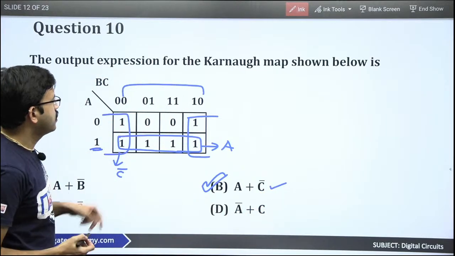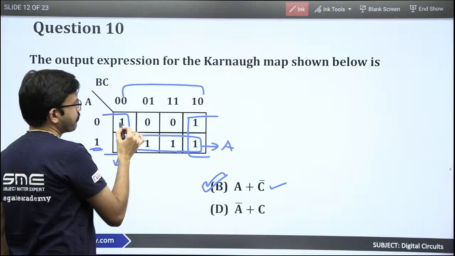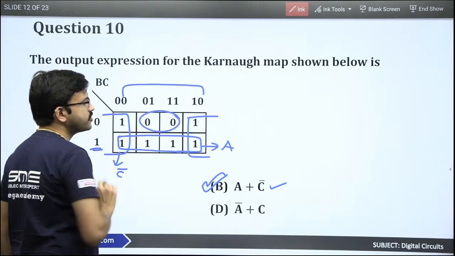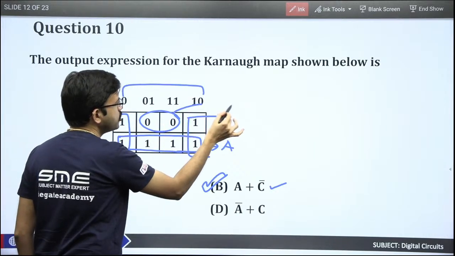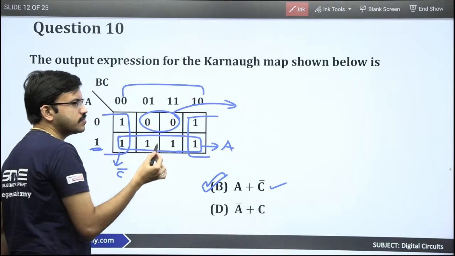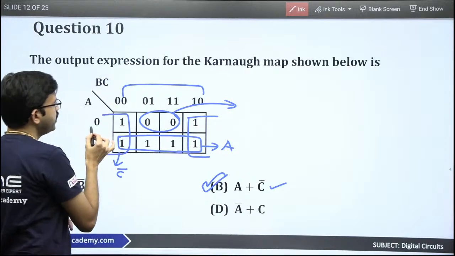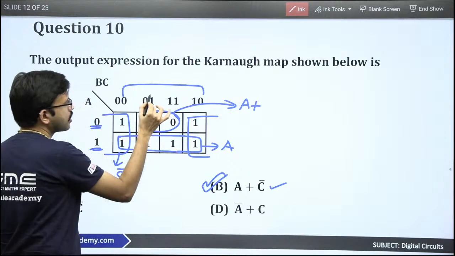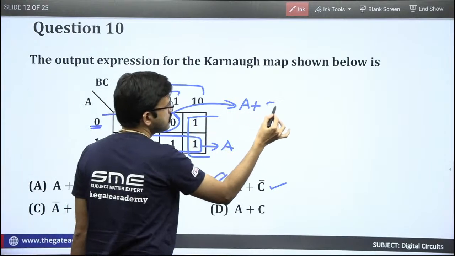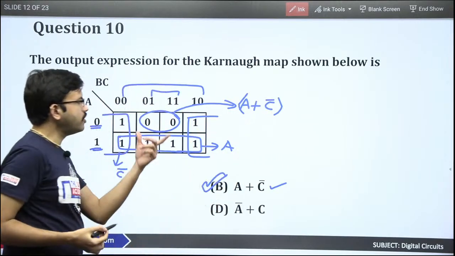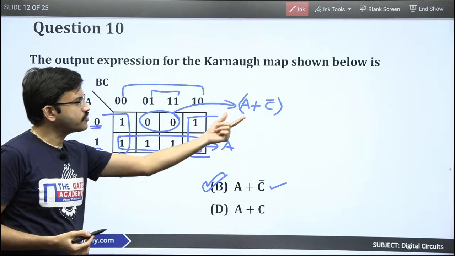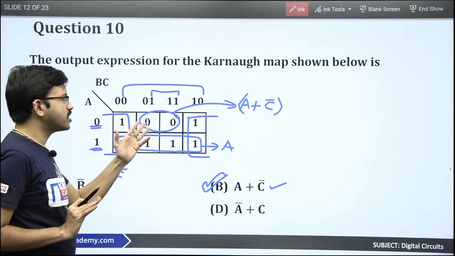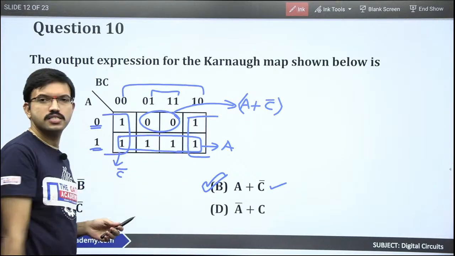Here you are having ones, and other than ones you are having zeros. If you do the grouping of these zeros, that means whenever you do the grouping of zeros or max terms, you will get the sum term. Here row wise A value is 0, that means A, plus column wise C value is 1, that is C bar. Here we are having only one grouping, so you will get a sum term. So either you can do the grouping with respect to ones or with respect to zeros, the final answer is the same.